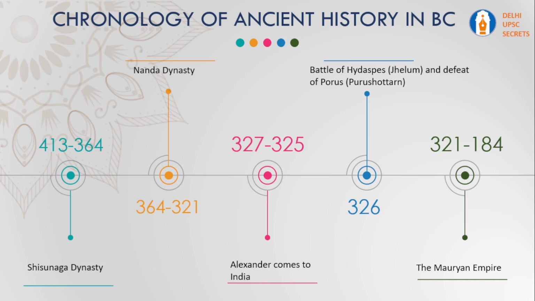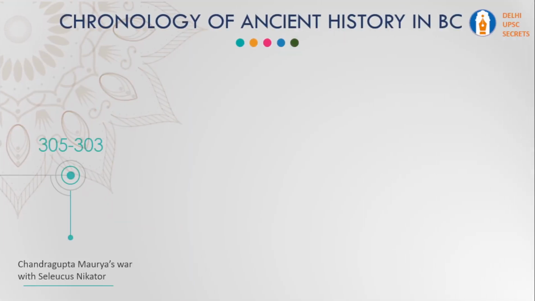Due to the influence of Alexander's invasion and all, from 350 BC to 300 BC, you can see the expansion of the Mauryan Empire under Chandragupta Maurya. We have a huge lot of great leaders in the Mauryan Empire. Moving forward, from 305 to 303, it is Chandragupta Maurya's war with Seleucus Nicator.